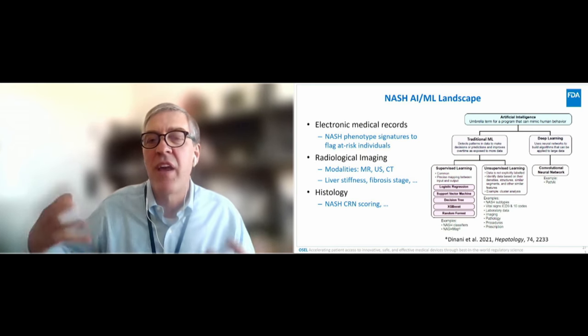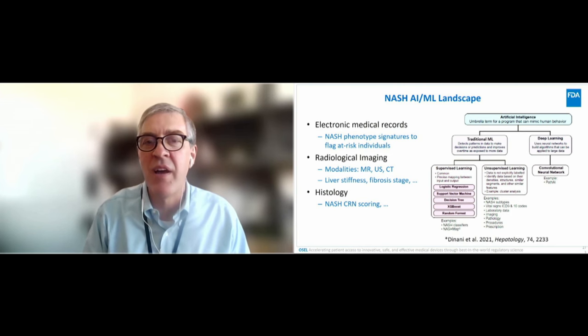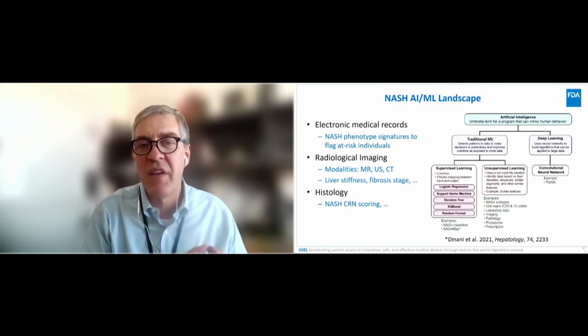Now, just to give you an overview, on the right-hand side is a structure to NASH AI/ML, looking at artificial intelligence as the umbrella. Denani breaks this down into traditional ML, which incorporates two aspects. One is identifying or engineering features, and then the classifier that's applied to those features, using the data to train that classifier.